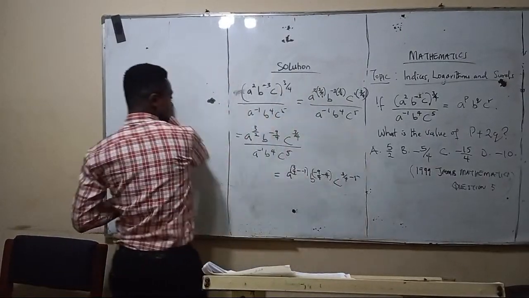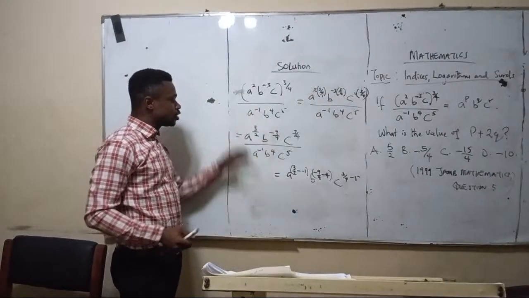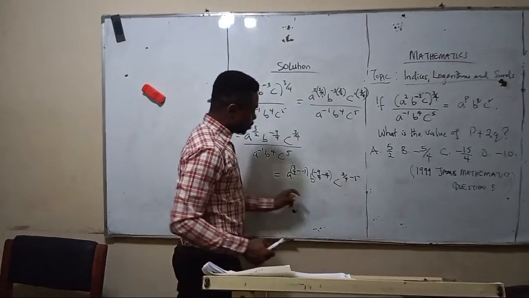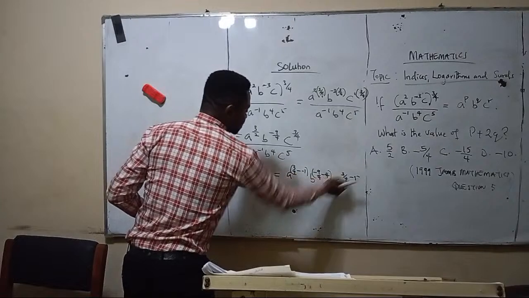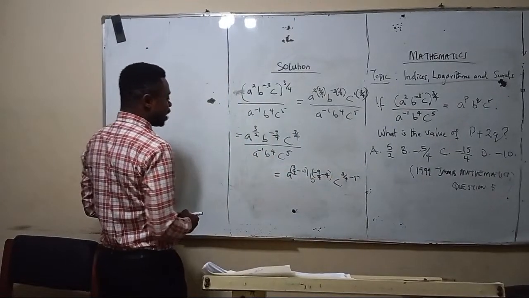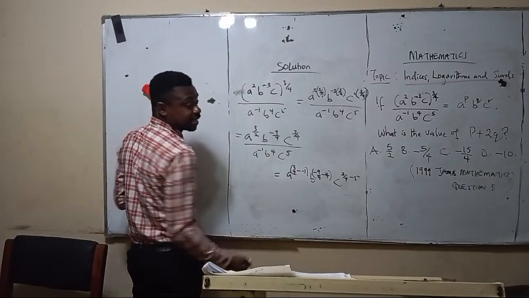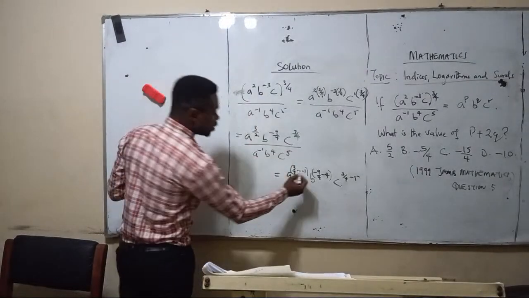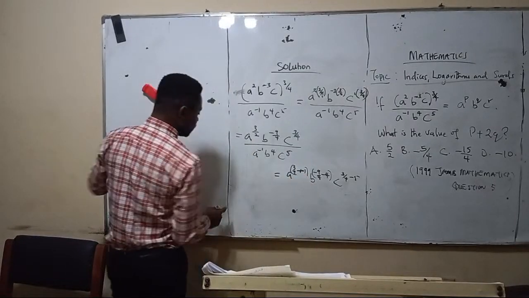We have removed everything, numerator and denominator. Everything is now in a straight line, just like here. So let us solve this fraction in the powers and get our answer. So this 3 over 2 minus 1, minus is plus, so this becomes plus. Let's solve it separately here.